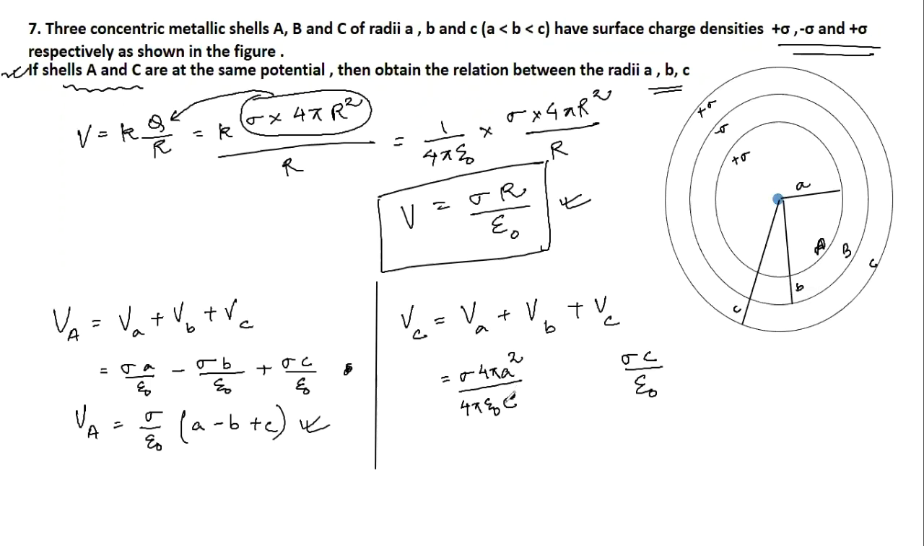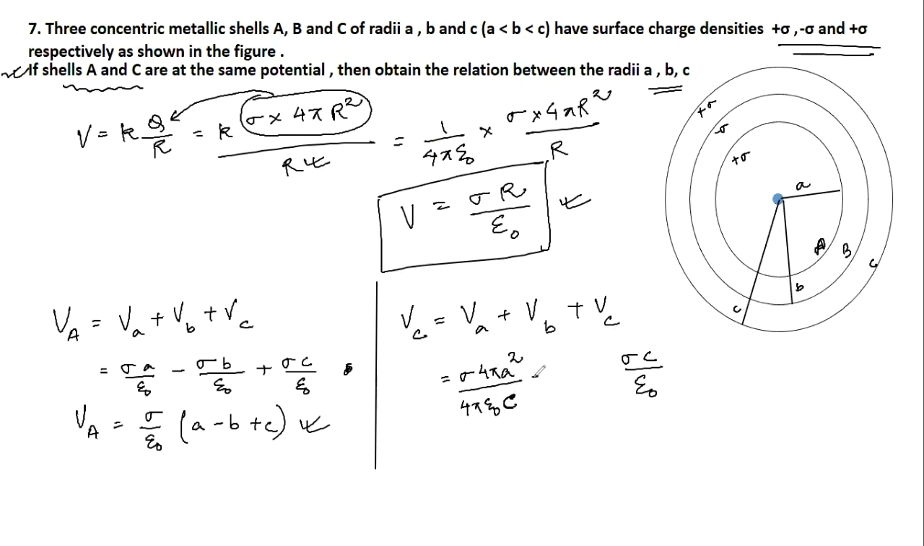Now this C, why have we written it? Because we are finding out potential at the surface C. And remember, this R is nothing but the distance at which you are finding your potential. But in this case, we are finding it at the surface, so that is why this R becomes equal to the radius of that sphere. Since we are finding it for the sphere C, this R has been replaced by the radius of sphere C. So that is why we have this C term.